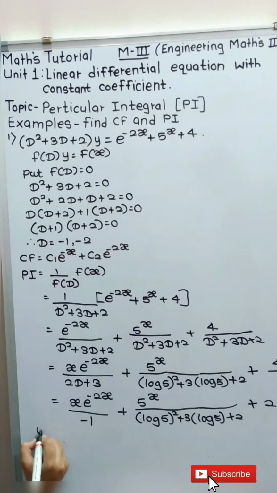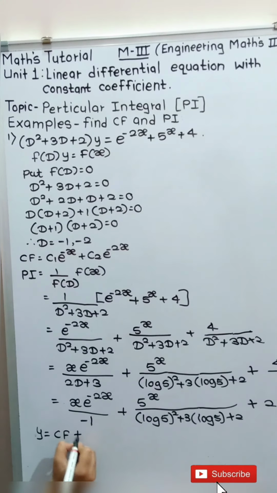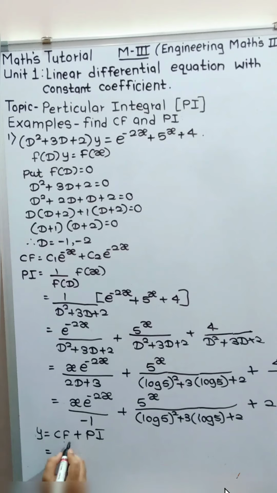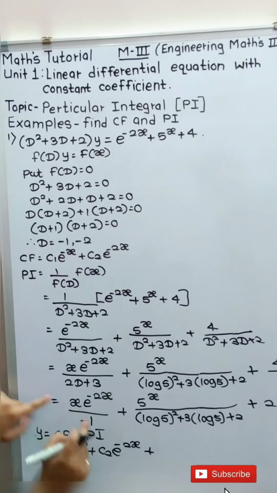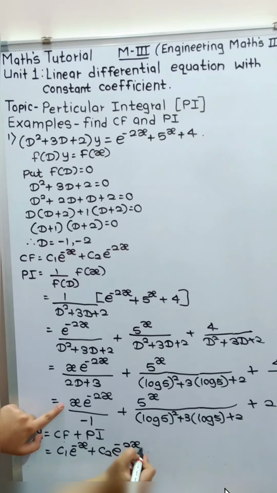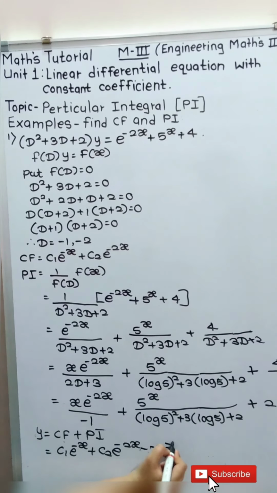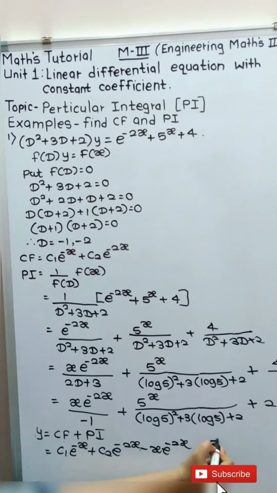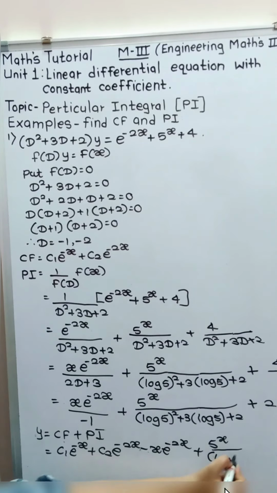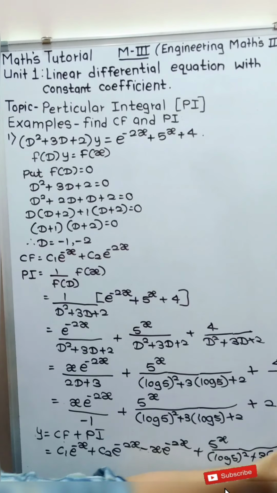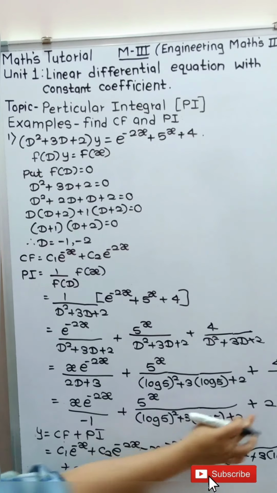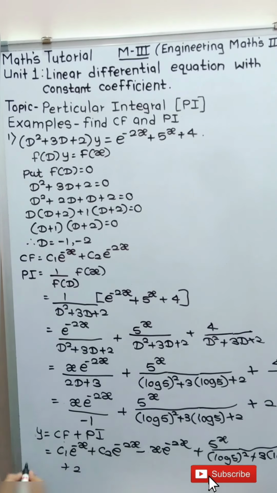So y is equal to CF plus PI. So y is equal to C1 e raised to minus x plus C2 e raised to minus 2x, plus minus x e raised to minus 2x plus 5 raised to x upon (log of 5) square plus 3 log of 5 plus 2, plus 2.